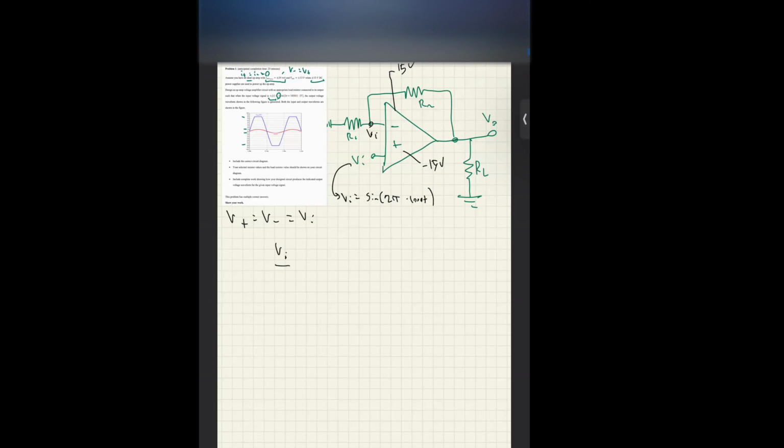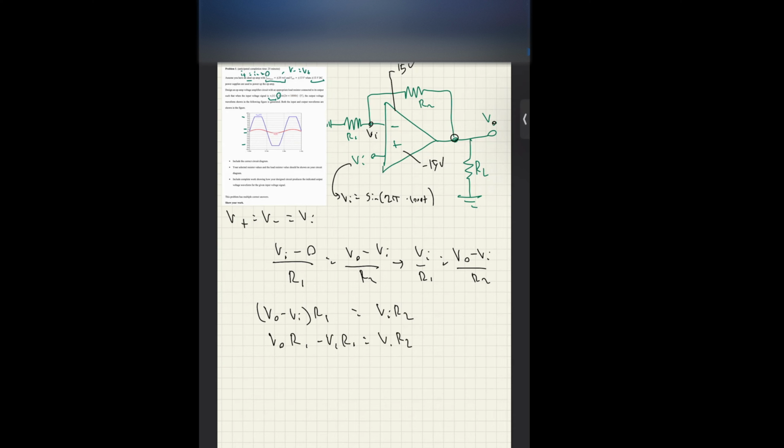We know Vi minus 0 over R1 is going to be equal to this. This is Vo minus Vi, so Vo minus Vi over R2. So the current that goes through the resistor 2. So now that we have this relationship, we can keep going and say that we have Vi over R1 equals to Vo minus Vi over R2, and that means Vo minus Vi times R1 equals to Vi R2, meaning that Vo R1 minus Vi R1 equals to Vi R2.